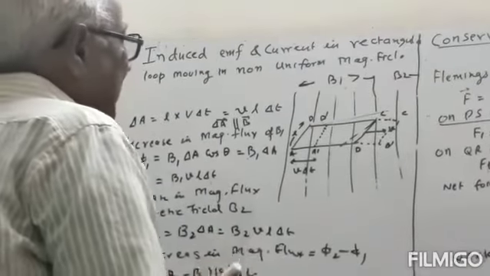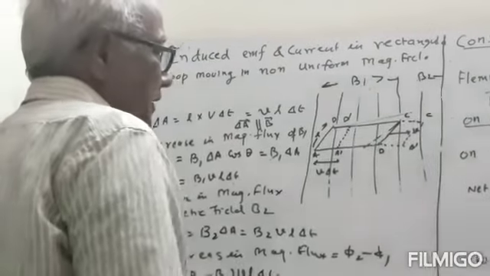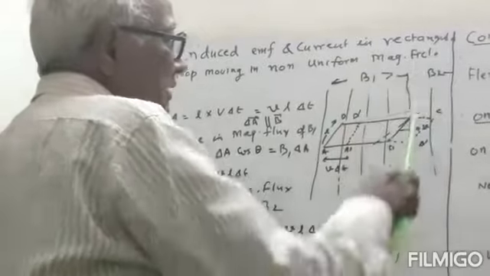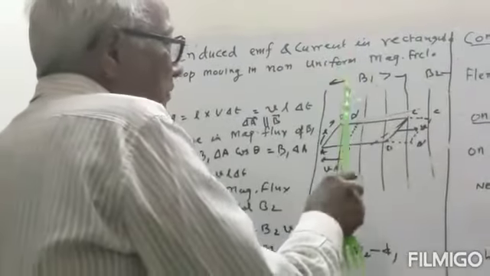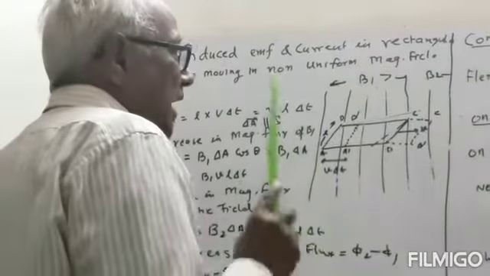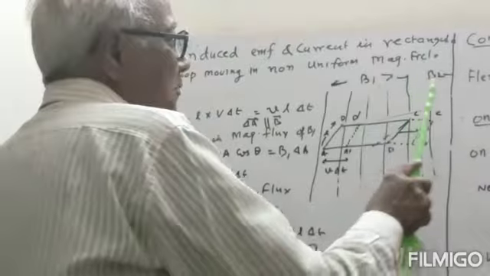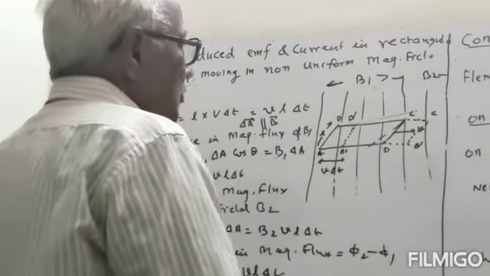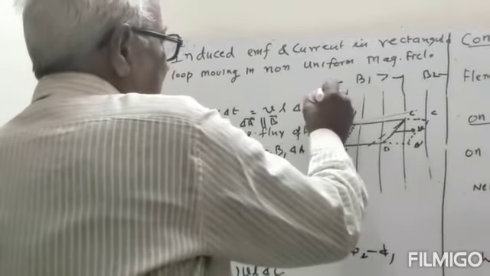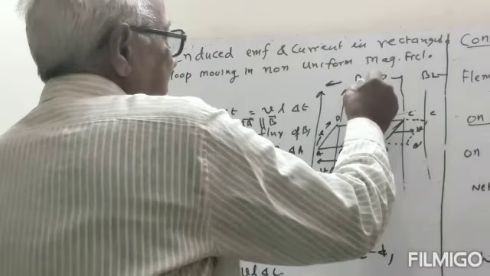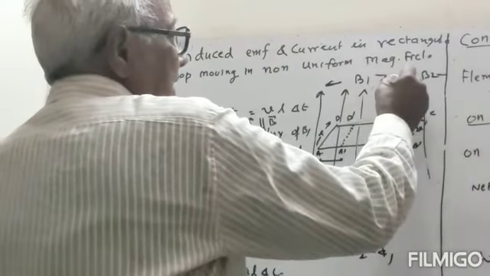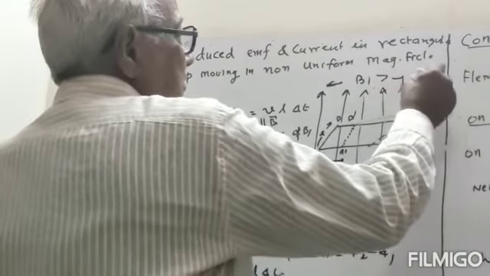So the magnetic field is not uniform. Up to here it is B1 and after this it is B2. The B1 magnetic field is higher than the B2 magnetic field. This is the direction of the magnetic field, B1 here and B2 here.